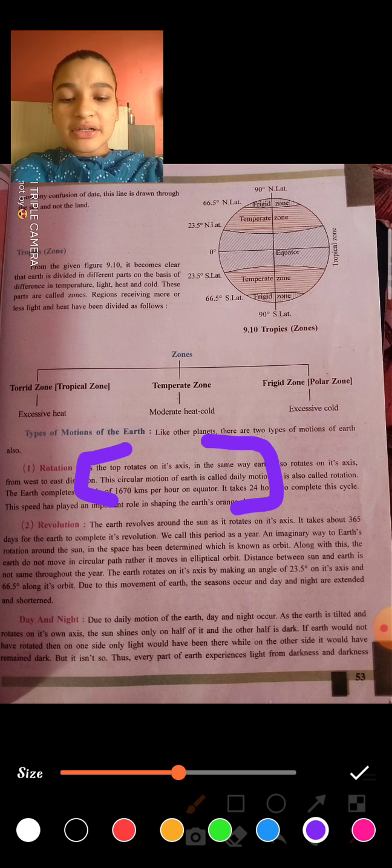The sun shines only on half of it and the other half is dark. Now, as the earth is tilted and rotates on its own axis, the sun shines only on half, and the other part is dark. So we can see that this much is shining and the back part is dark. If the earth had not rotated, then on one side only light would have been there, while on the other side it would have remained dark. So see here, taking an example. Suppose here the earth is there, right? We are taking the earth here.